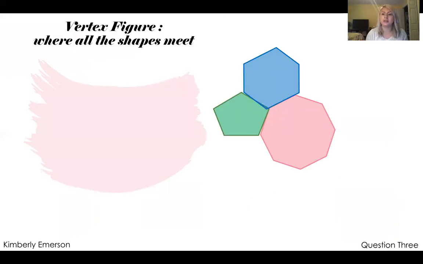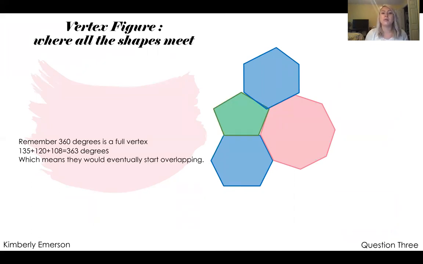So our next question, question number 3, was about vertex figures. Vertex figures are where all the shapes meet together. Our vertex would be the point where the blue, green, and pink meet in the middle. What we're trying to do is see if we were to do this pattern, whether it would overlap or whether it would constantly have a vertex figure. Remember that a full vertex figure has 360 degrees.